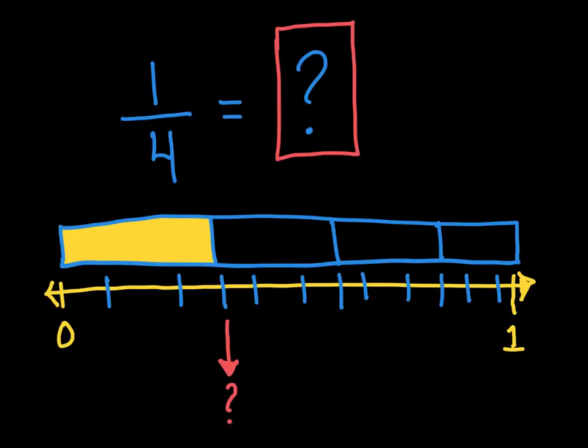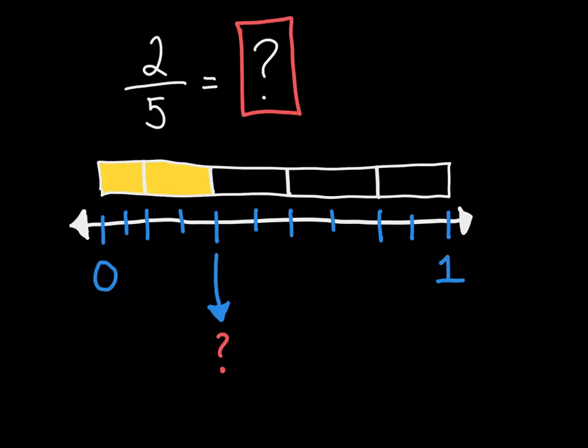By using this tape diagram and number line, what is the equivalent fraction to 1/4? Next one, 2/5 is equivalent to what fraction? Using the tape diagram and the number line, find the equivalent fraction of 2/5.